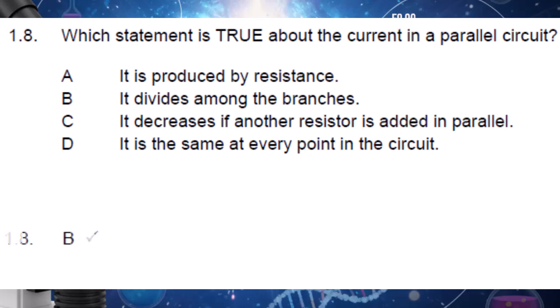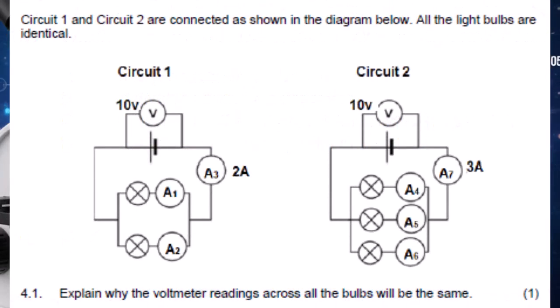Okay, that leads us perfectly into question 4, which is all about comparing parallel circuits. We have circuit 1 with fewer bulbs in parallel and circuit 2 with more bulbs in parallel. Q4.1 asks why the voltmeter readings across all the bulbs in either circuit are the same.